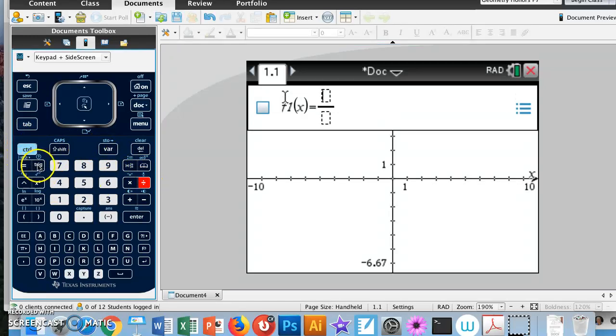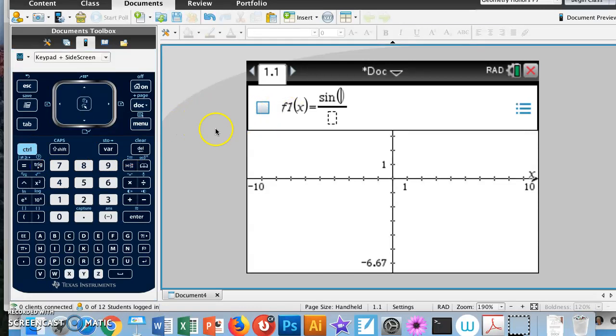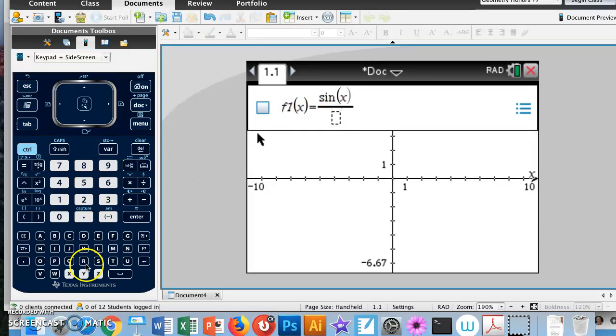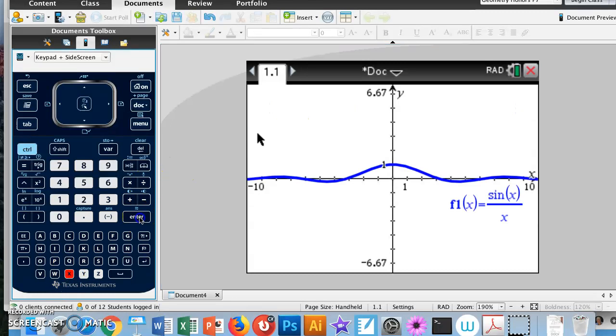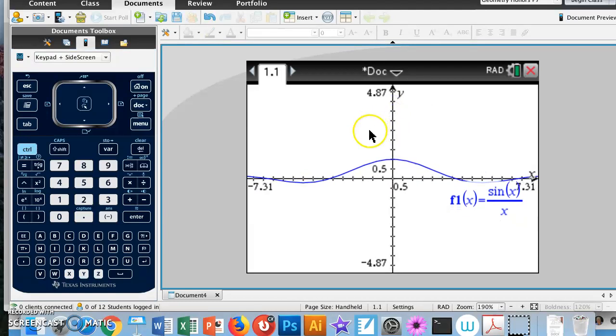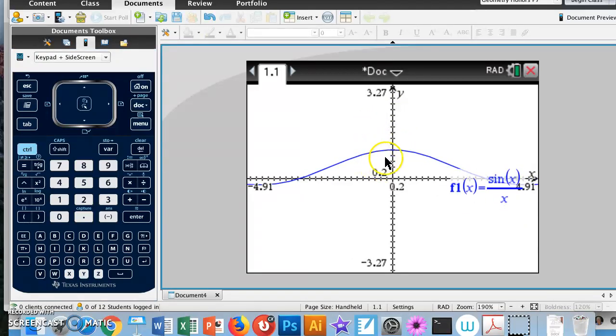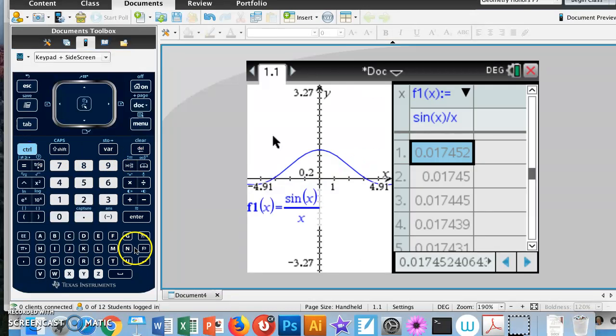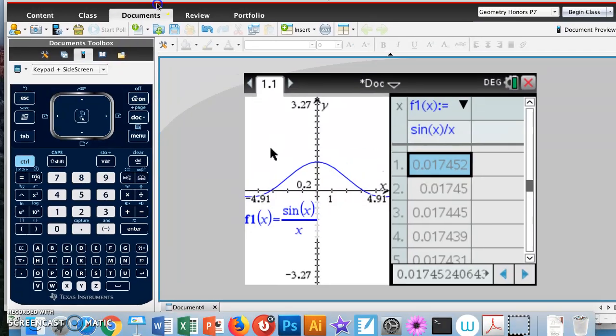Okay, so we're going to do sine x, and that's going to go over x. We're going to enter that in there. You can see the graph right here, and we're looking to see what's going on at 0. Now you can see on the graph, it looks like it has a left limit and a right limit that are approaching a value. Let's double check what that is by going to our table. So Control T, there's our table of values.